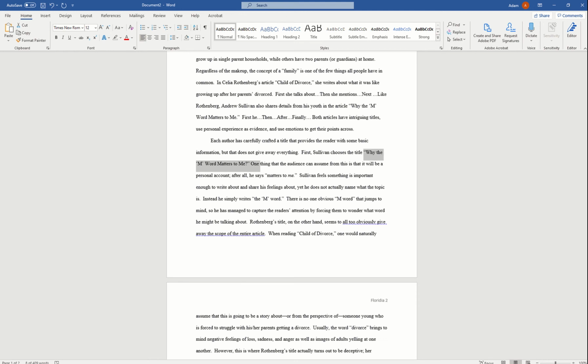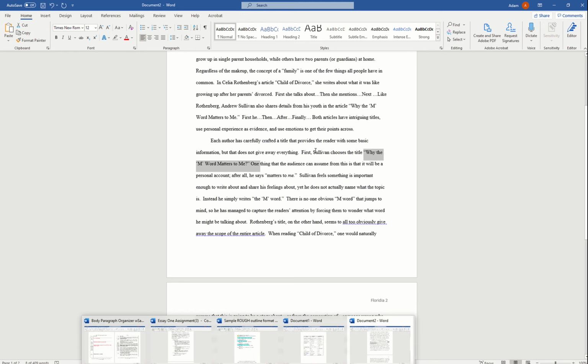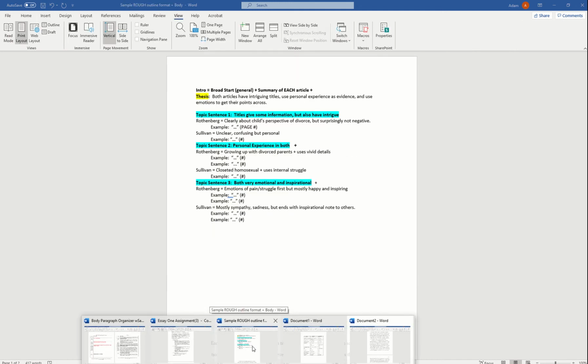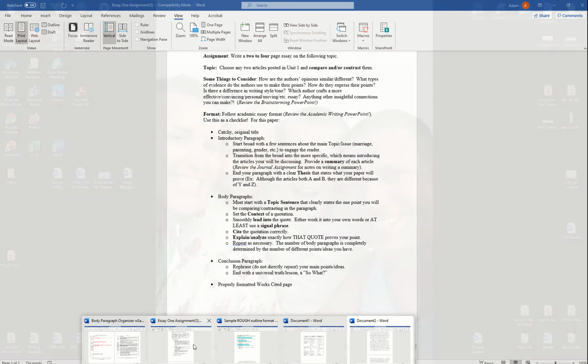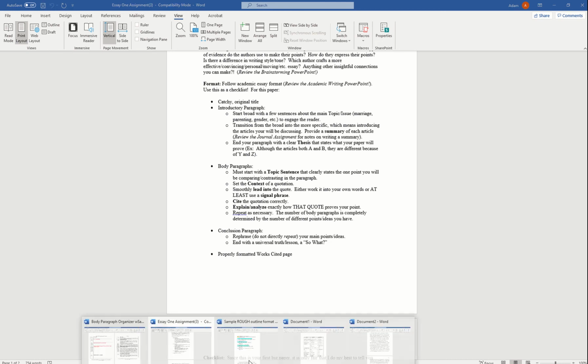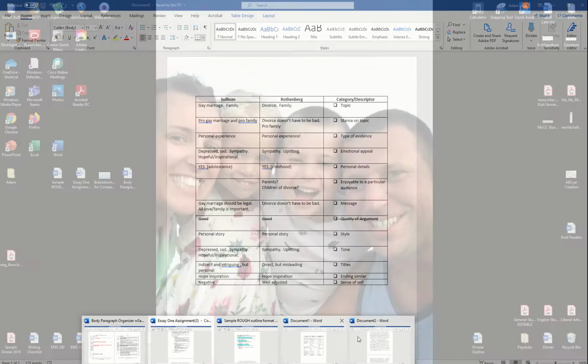So after I set the context, I lead into it. Notice how I lead this in. I do work this into my own sentence. Sullivan chooses the title, Why the M Word Matters to Me. Okay, great. So what? Well, my goal is to prove that it gives some information, but that it's also intriguing. So I did the context. I led into the quote. I cited it, and I need to explain and analyze it exactly how it does that. So that's what the next part of that paragraph does.